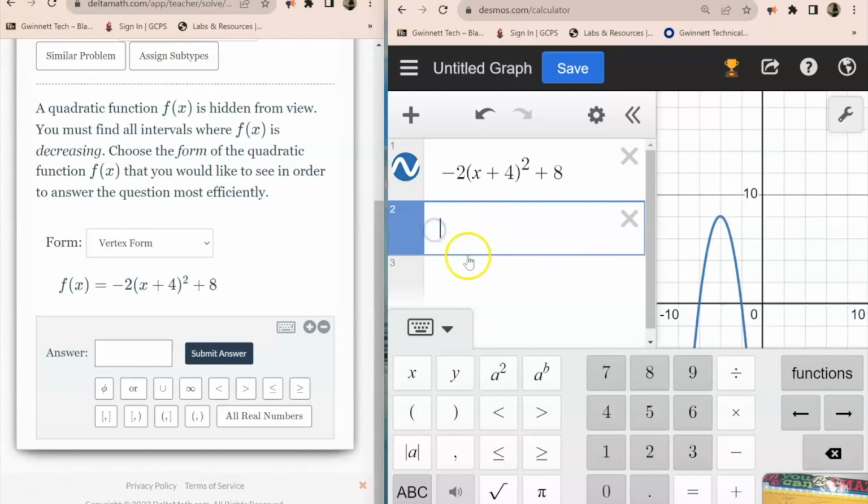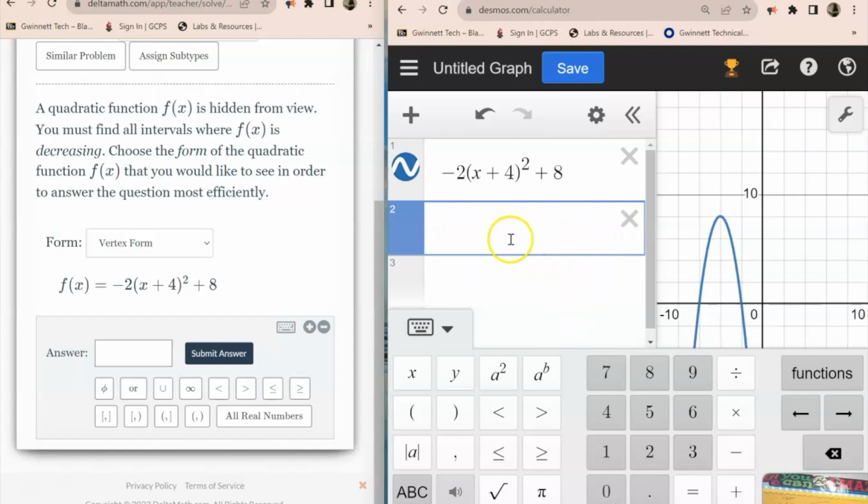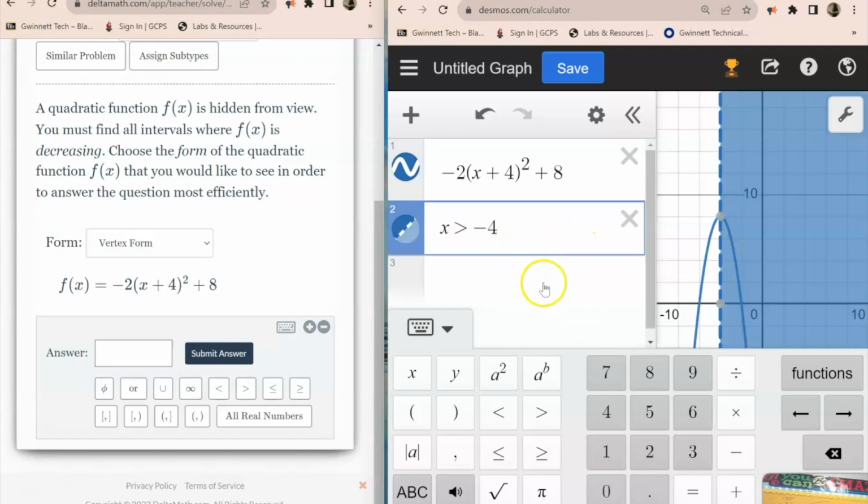I don't like black, so I'm just going to change this color real quick. Red. Okay, fine. We'll do red. Don't like that color. Blue is better.